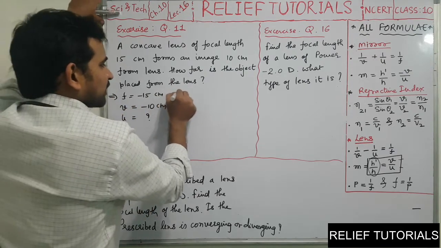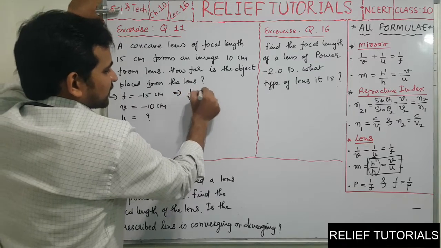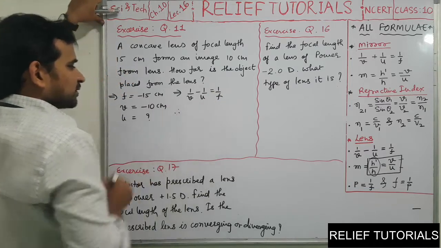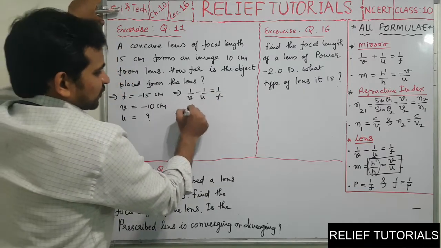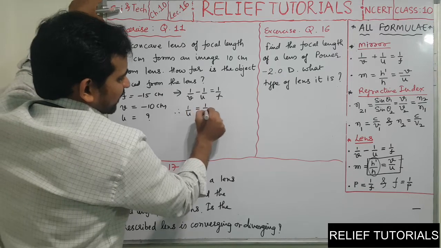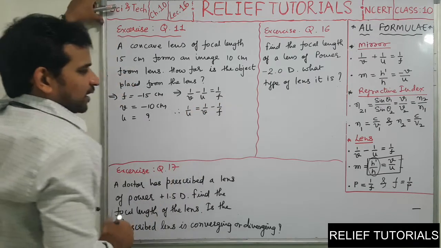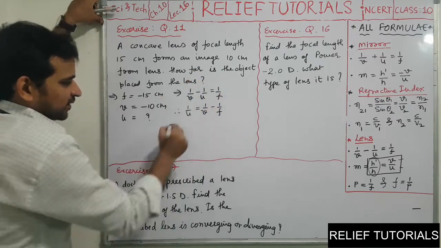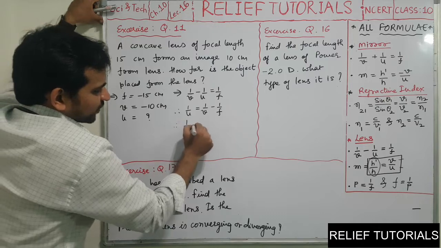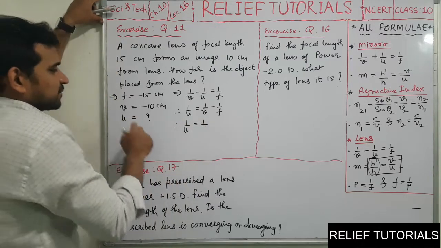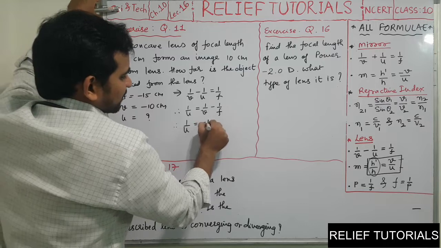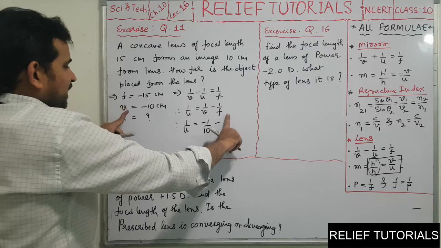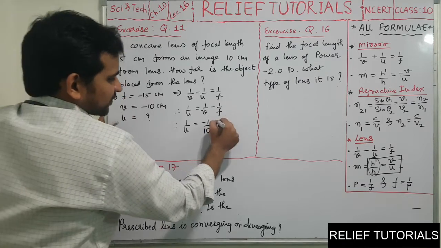So using the lens formula, 1 by v minus 1 by u is 1 by f. Therefore u is missing here. So 1 by u is 1 by v minus 1 by f. Taking this minus 1 by u on the right hand side and 1 by f on the left hand side. Therefore 1 by u is 1 by v means 1 by minus 10. So it will be minus 1 by 10, minus from the formula. 1 by f means minus 1 by 15, so it becomes plus here.